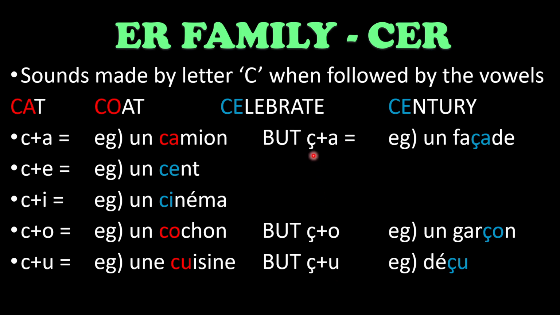So in order to transform that hard C sound into a soft C sound, when it's A, O, and U, you have to use the cédille. So, une façade. Okay, façade. Can you hear the S sound here? Façade, right? That's because of the cédille.